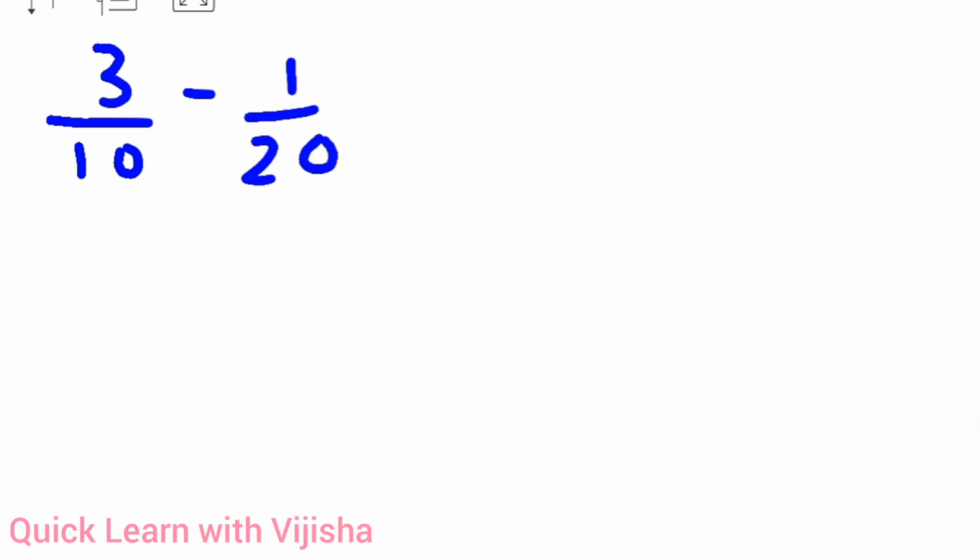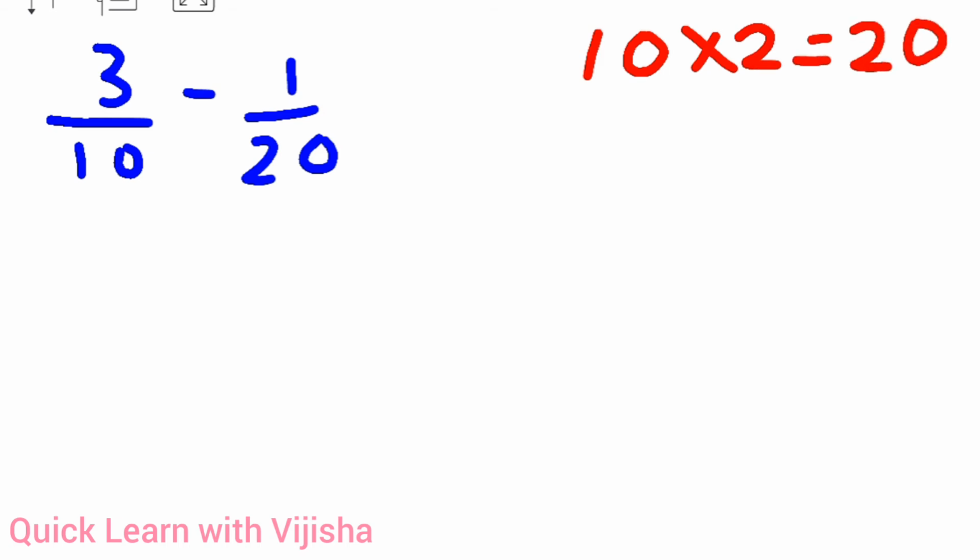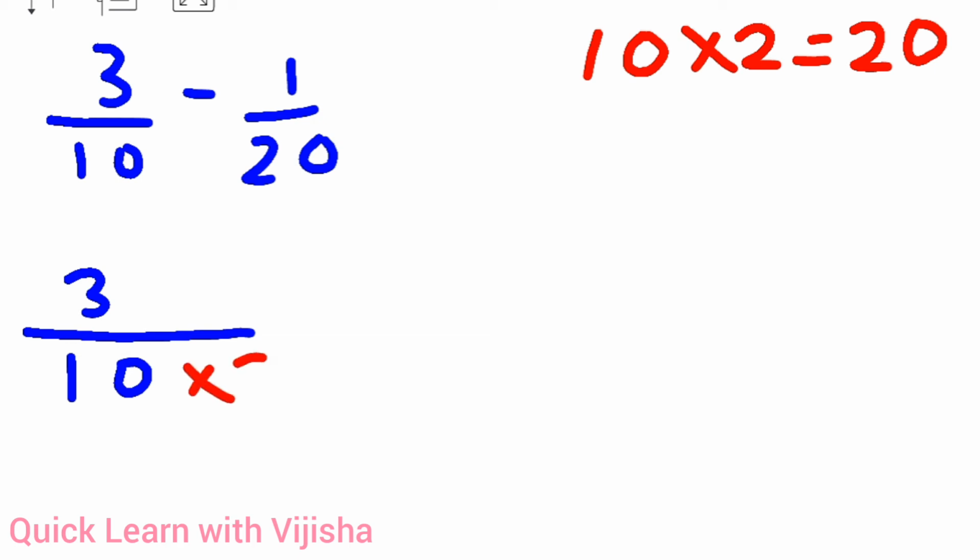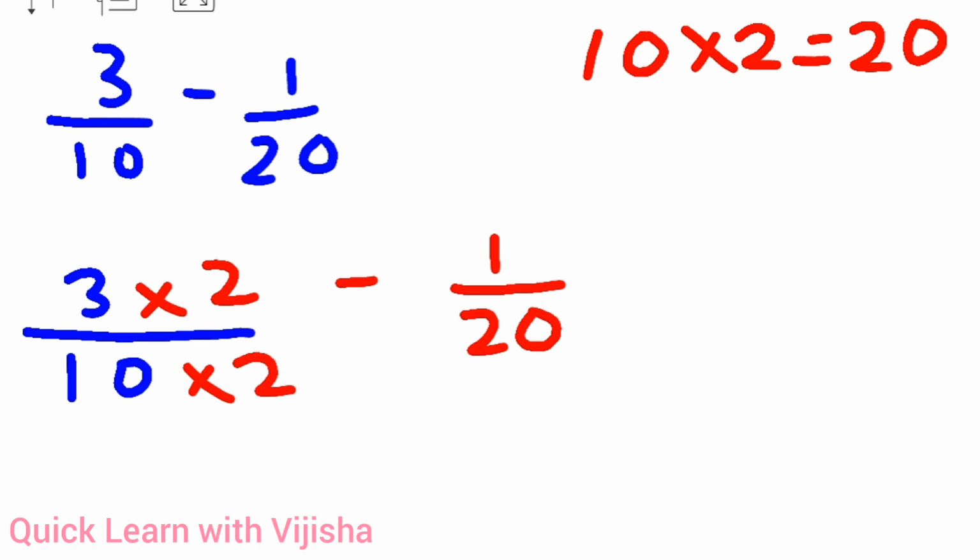So we'll see the first question, students. Question is given as 3 upon 10 minus 1 upon 20. Fine. So we'll see if there is any combination. Yes, 10 and 20 have the combination, like 10 twos will give you the answer as 20. Fine. So we will write 3 upon 10. 10 has to be made 20. So we will multiply 10 with 2. Understanding, children? For the numerator also we will multiply by 2. Minus, here we will not multiply as we are getting 10 twos will give you the answer as 20.